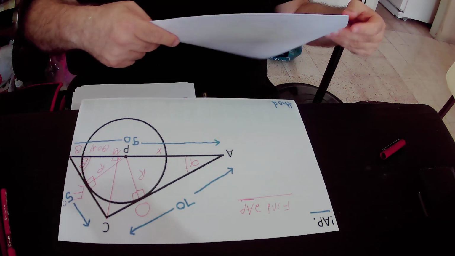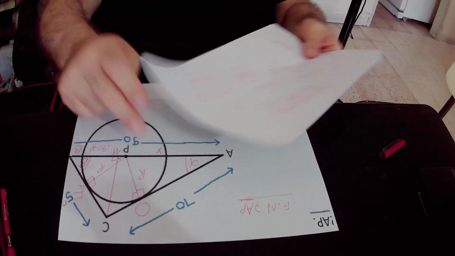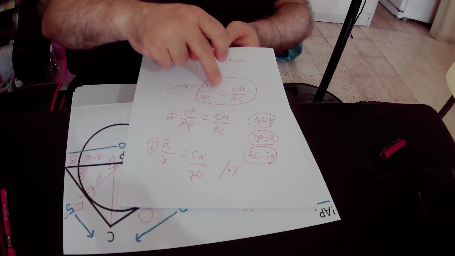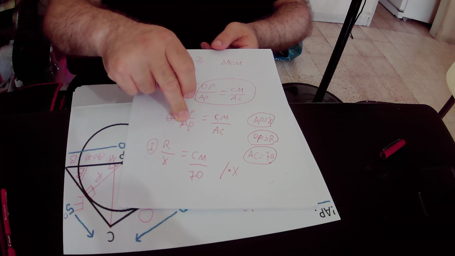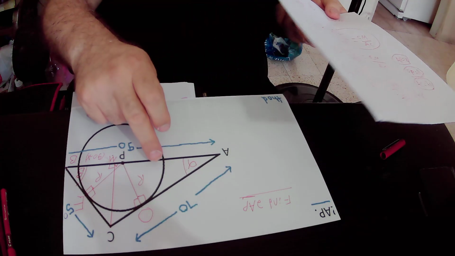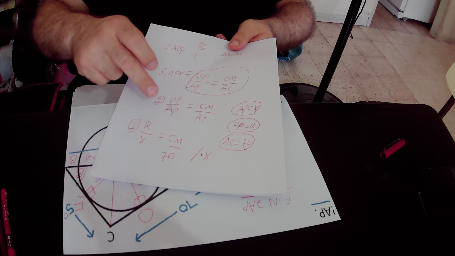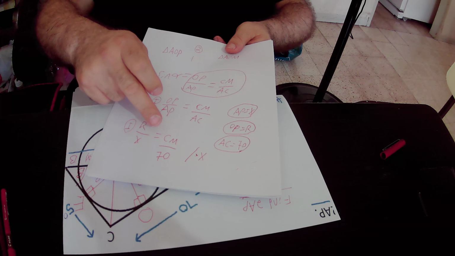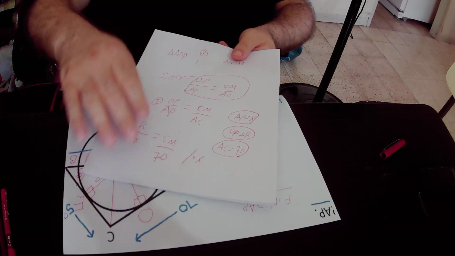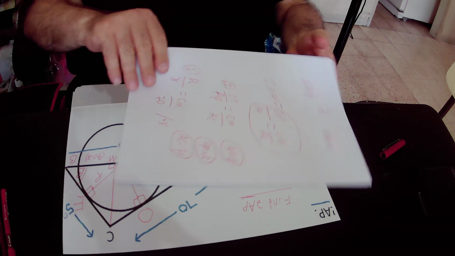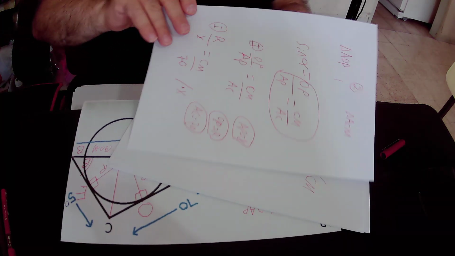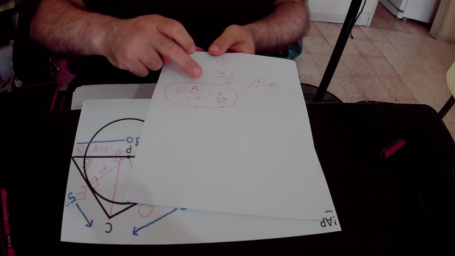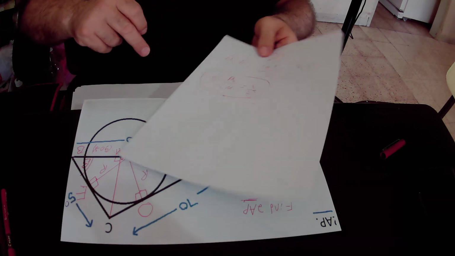So we can put all the data in the first equation that we created. We created the first equation from this equality, and we put the data that I mentioned in the equation. So we got that R over X equals CM over 70, and from our first equation we got that R over CM equals X over 70.